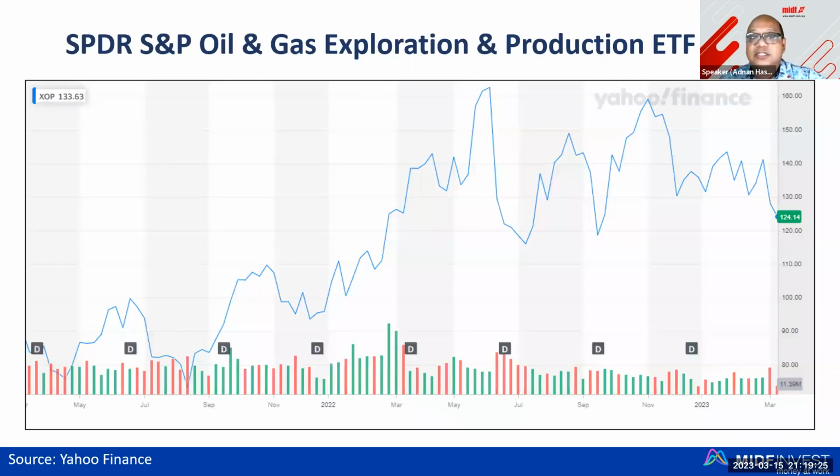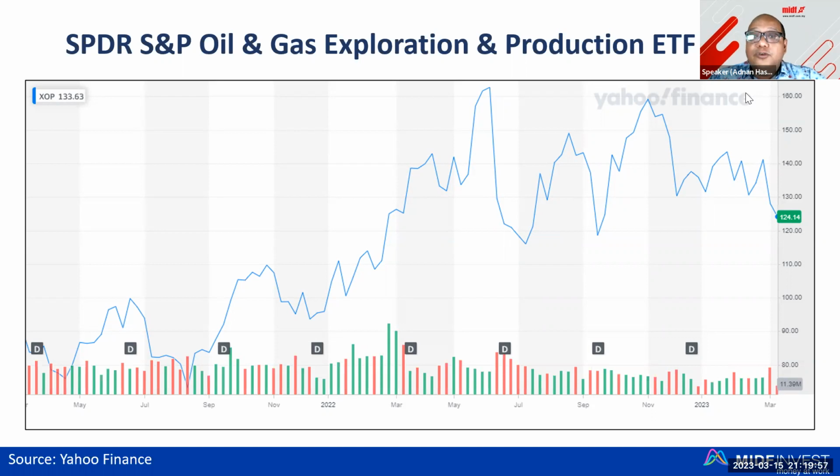We can see over here in this chart, over 2 years, that there's this ETF which holds upstream oil and gas players. It's called XOP. I'll let you write this down. I'm going to slow down quite significantly because it's very important.